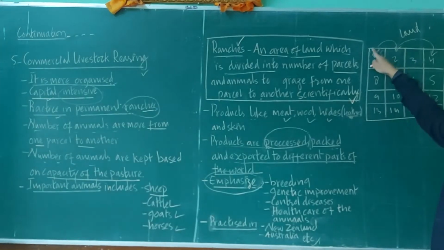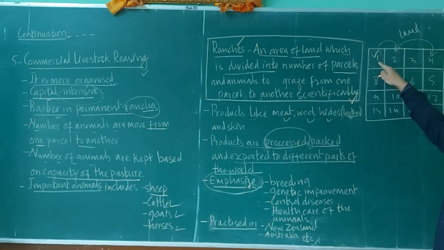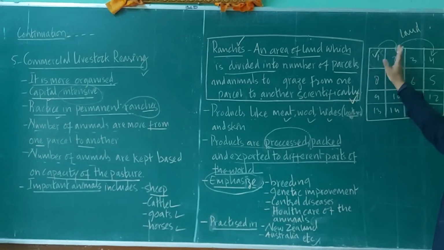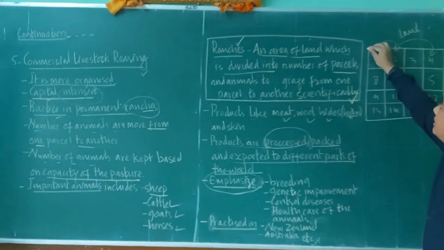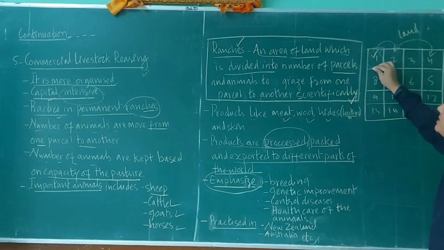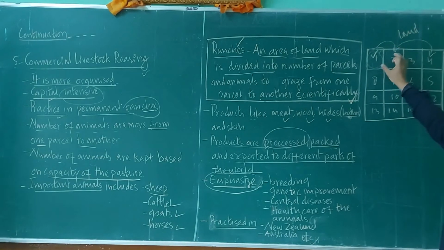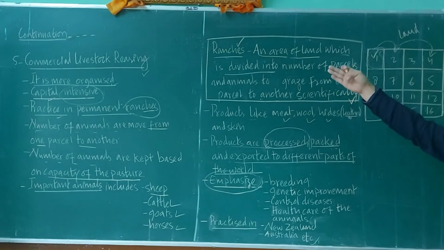These parcels are nothing but pasture land in parcel form, where they have put fences or boundaries. And that's why they have given the name ranches.